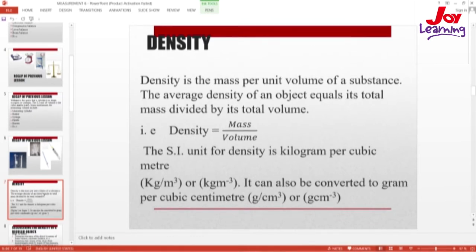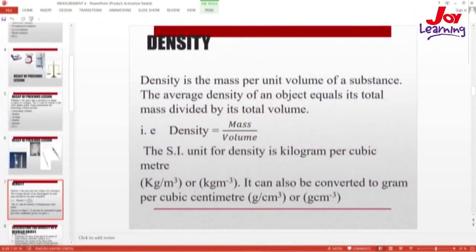The average density of an object equals its total mass divided by its total volume. So mathematically, we can express density as mass divided by volume. The SI unit for density is kilogram per cubic meter. It can also be expressed in grams per cubic centimeter.